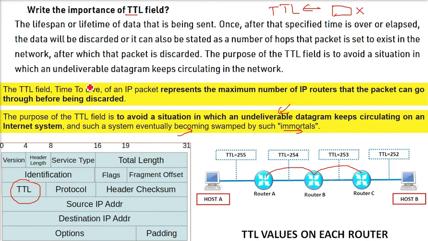So TTL, or time to live, of an IP packet, represents the number of IP routers that the packet can go through, or the number of hops before being discarded eventually.